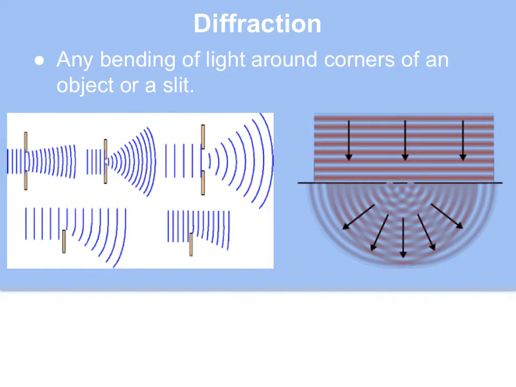Diffraction now is slightly different. That's where light or electromagnetic waves are going to bend around the corners or edges of an object, or they'll bend through a little slit. So if we look at these pictures, we can think of it like waves in a pond, but remember, we're also talking about electromagnetic waves, waves we can't see.